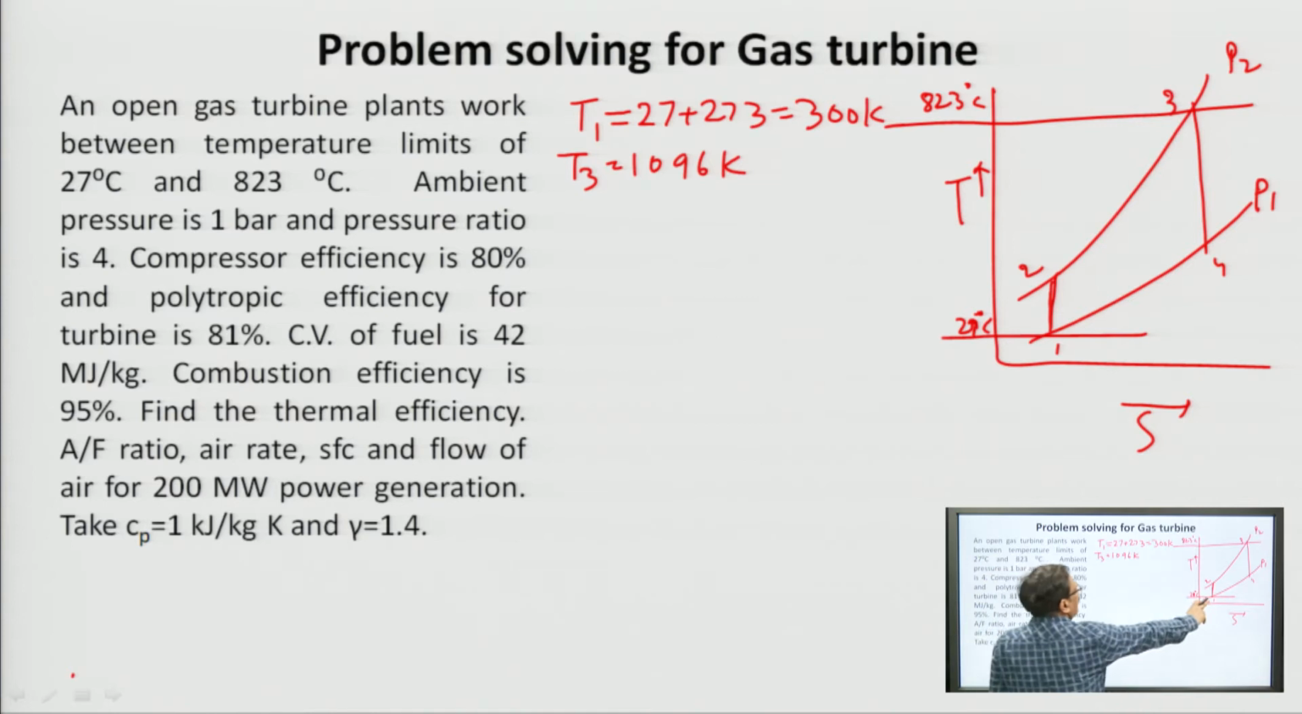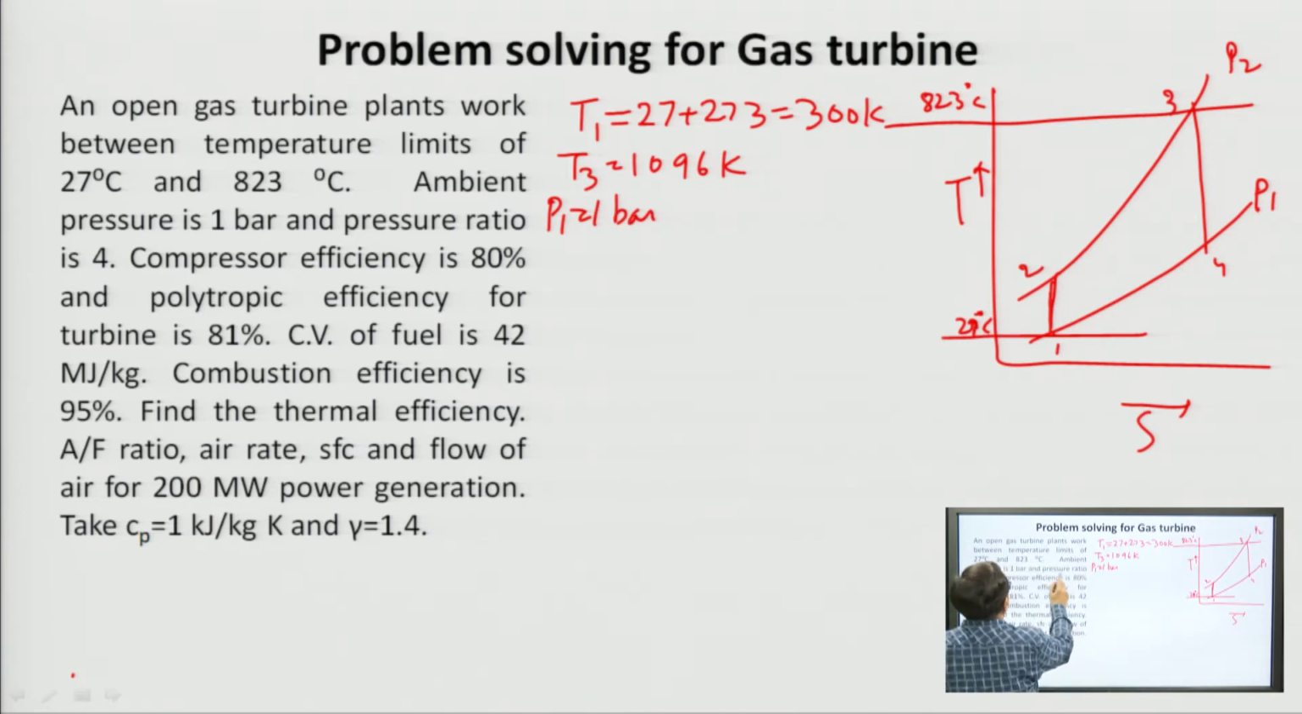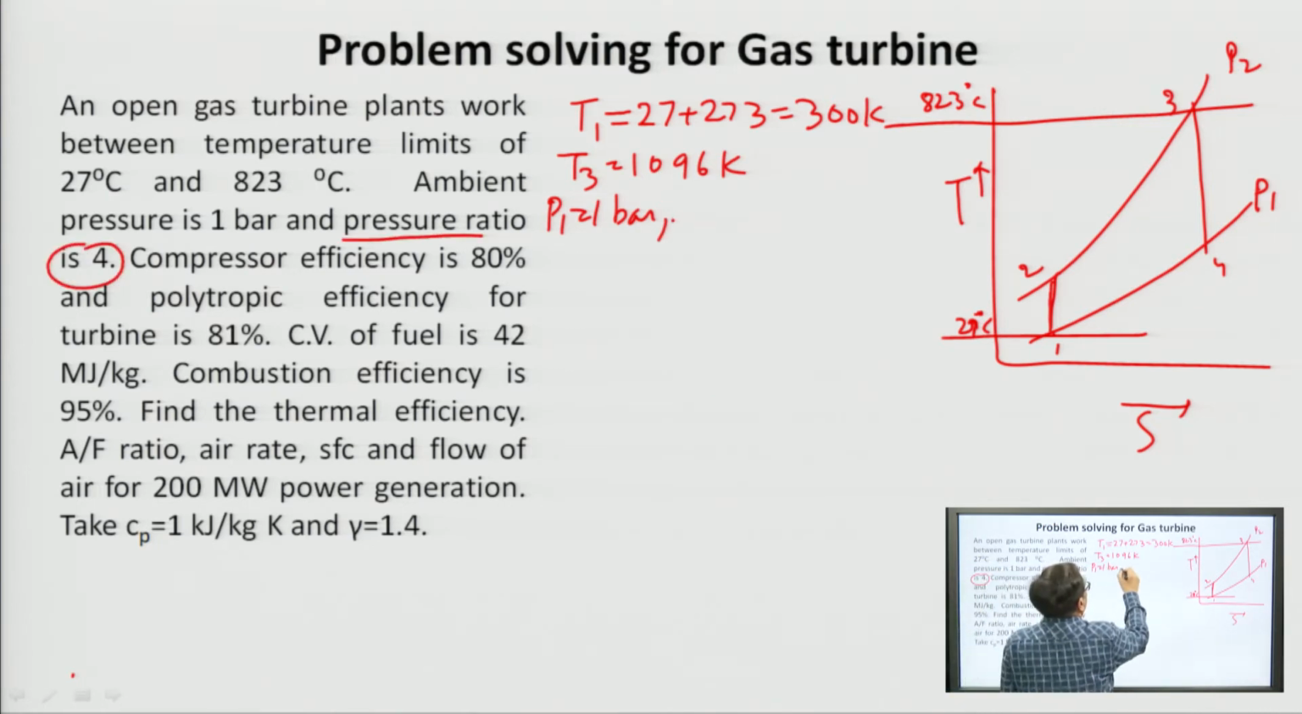Ambient pressure is given, P1 is given to you as 1 bar, and another thing is given to you, the pressure ratio is 4. Now, the pressure ratio is given here in this problem. So the pressure ratio is going to be 4, it means P2 upon P1 is going to be 4.